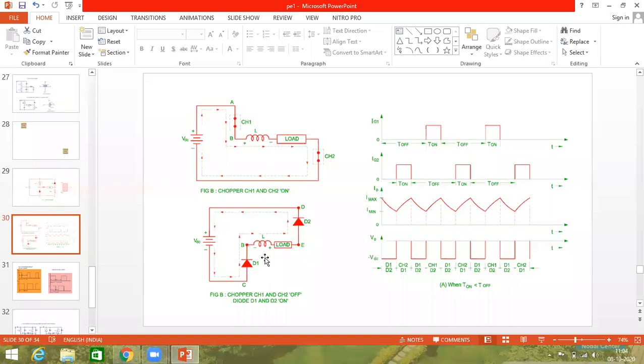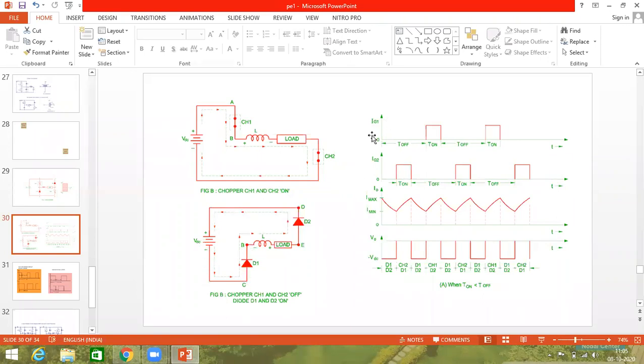And what is case 2? You can see the inductor is de-energizing, yes or no? Here it is energizing; de-energizing means the supply terminals get reverse potential. So from the load to D2, D2 to source, and from source to D1, D1 to the inductor.